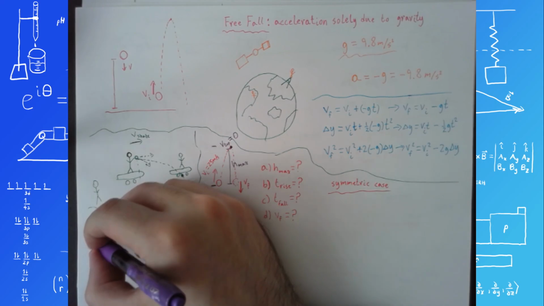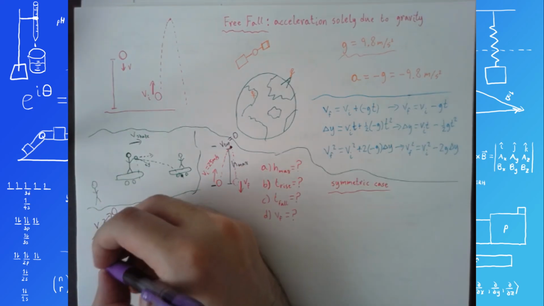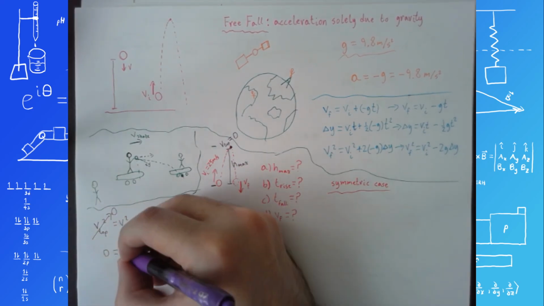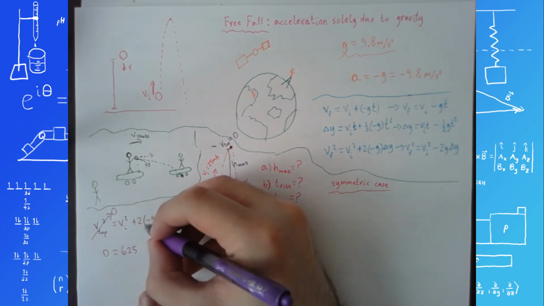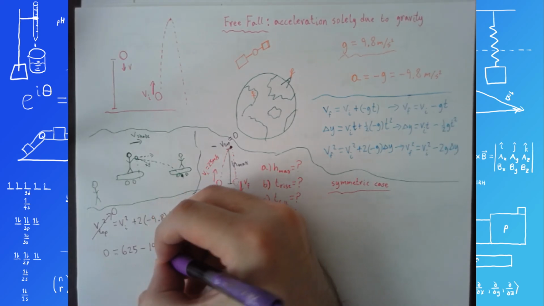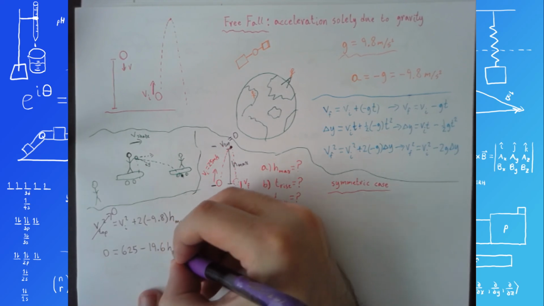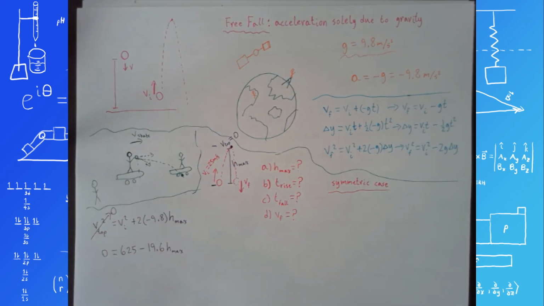V top was 0, so that's out. V initial squared is 25 squared, which is 625. And I know that because I'm a nerd. And then 2 times negative 9.8 is negative 19.6. And then h max is the only thing left unknown. We can solve for it. So add 19.6 h max to both sides, divide both sides by 19.6.